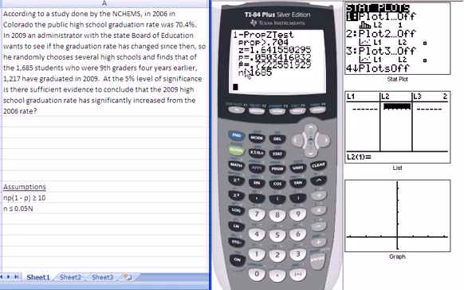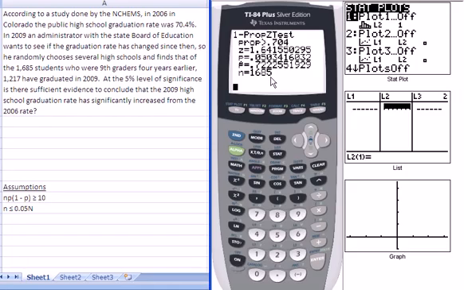Next we have p-hat, and that is your sample proportion. So that's equal to x divided by n, or in this case 1,217 divided by 1,685. And so that comes out to be about 72%. And finally you have a restatement of your sample size.